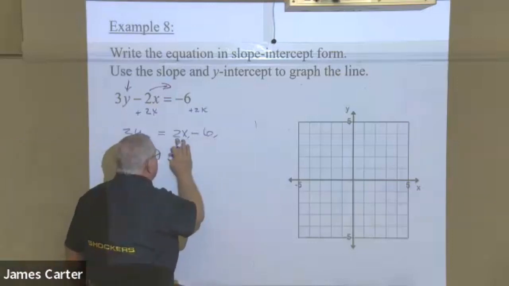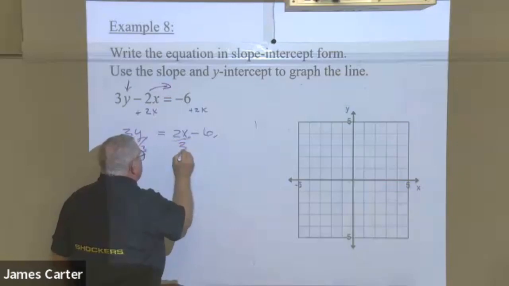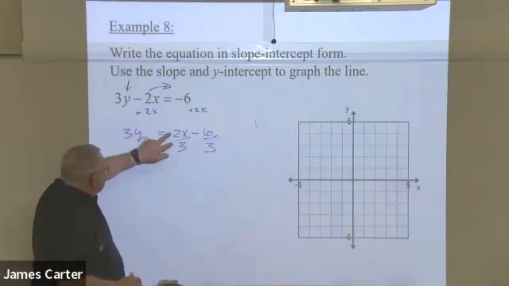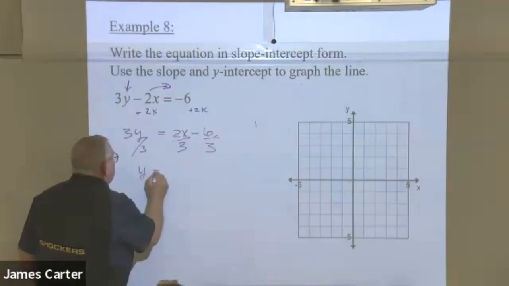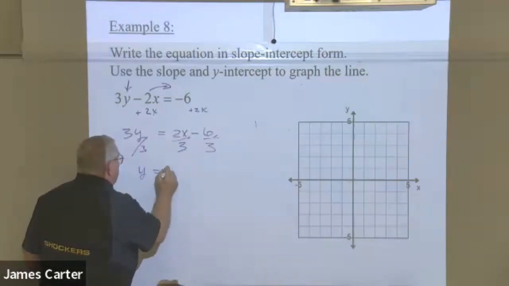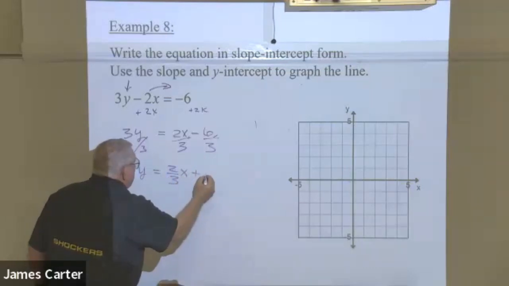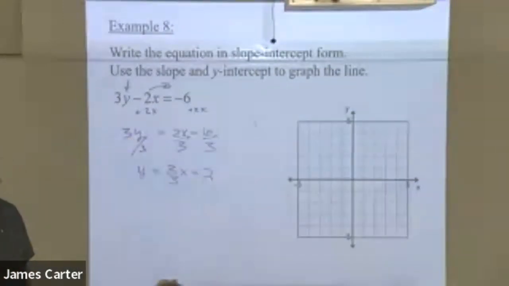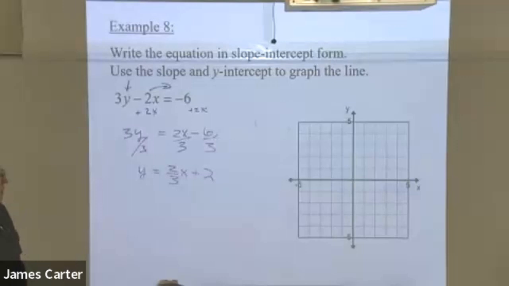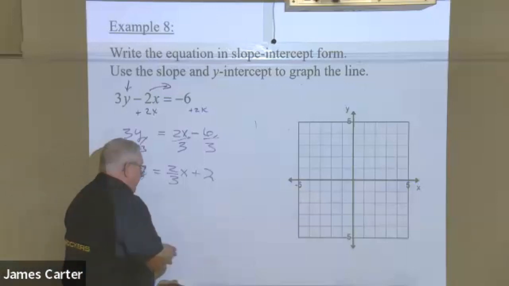Don't do it like this. Do it like this. Because this becomes the slope. y equals m x plus or minus, in this case 2, because it reduces. Okay. Now, this becomes very easy to graph. So let's do that.